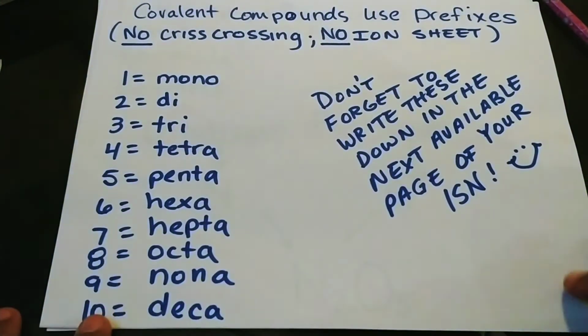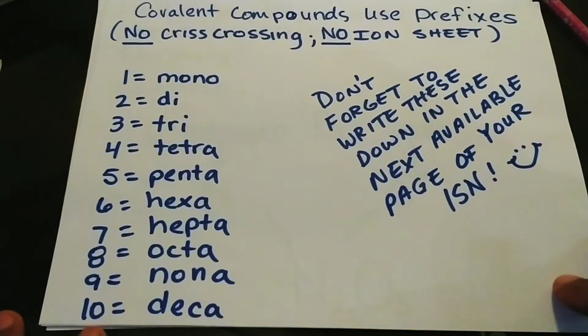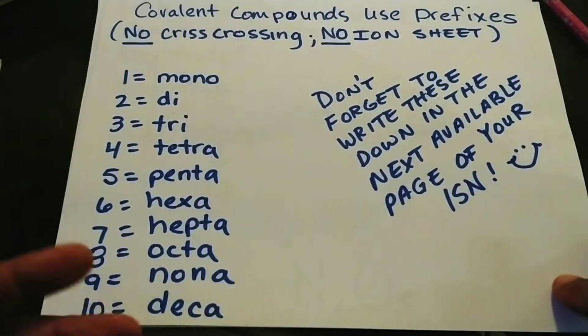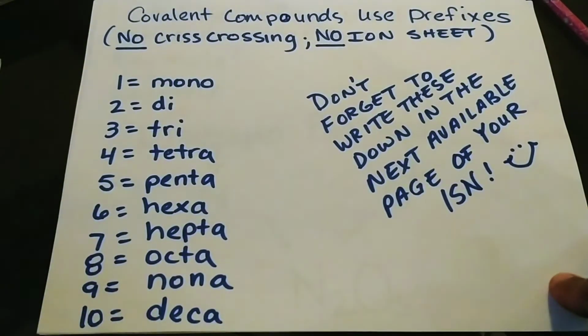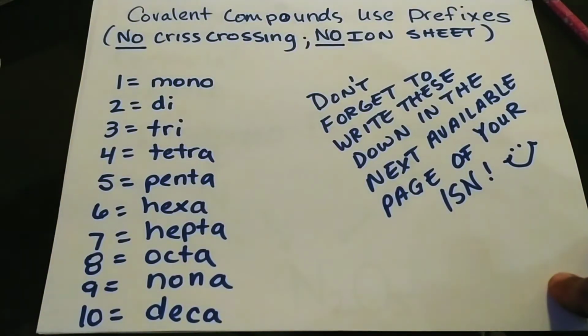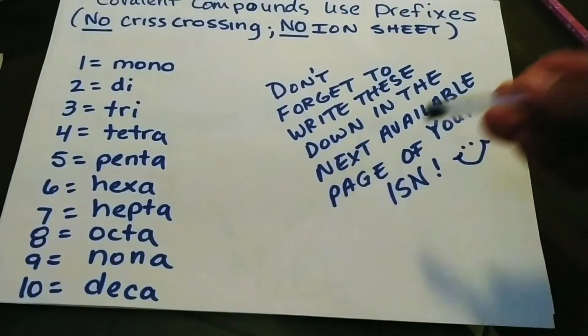Alright, so the thing about covalent compounds is that there's no crisscrossing, there's no ion sheet, there are no Roman numerals. We're going to use what's called prefixes because they go at the beginning of a word. So these are the 10 prefixes. I suggest that you write them in your ISN, so take some time, pause it. Go ahead and write them into your ISN because you're going to need them. In fact, better yet, write them onto your ion sheet. Put this is only for covalent bonds so that when you have that handy and you're trying to do covalent and ionic bonding, they're both on the same page. Okay? Just a reminder, don't forget to write these, okay?